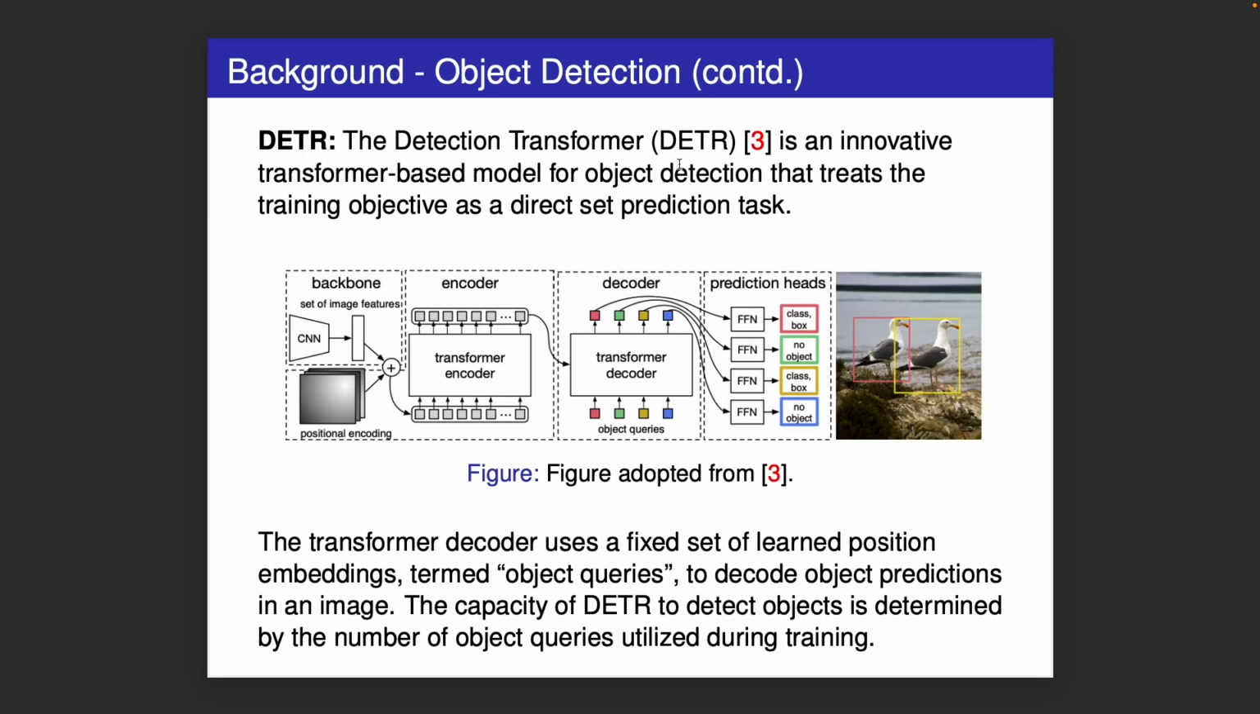We also use DETR, which is a transformer-based model for object detection, which treats the training objective as a direct set prediction task. The transformer decoder uses a fixed set of learned positional embeddings called object queries to decode object predictions in an image. The capacity of DETR to detect objects is determined by the number of object queries utilized during training. This is denoted as n query.